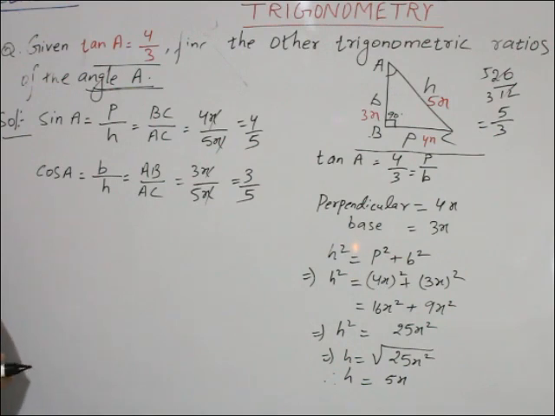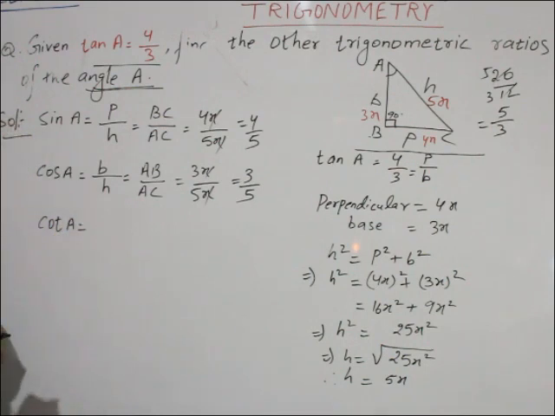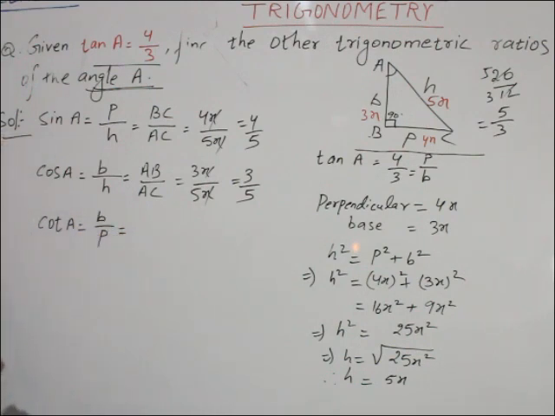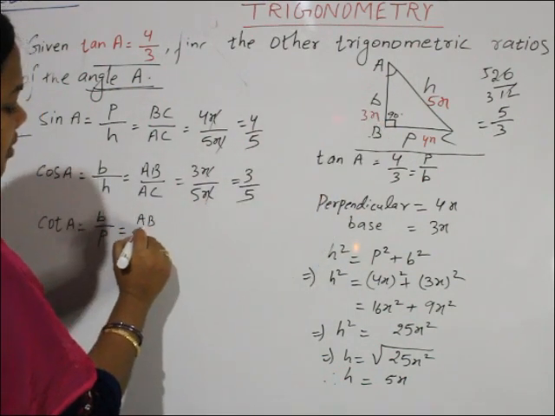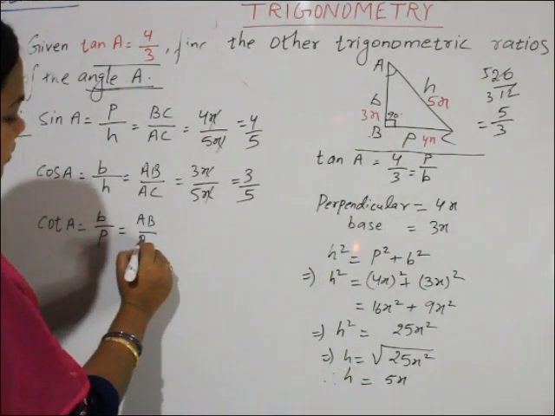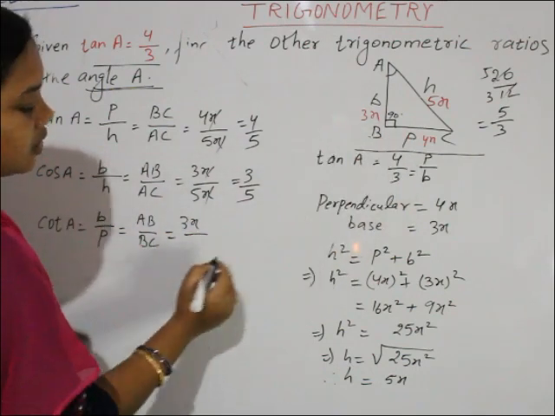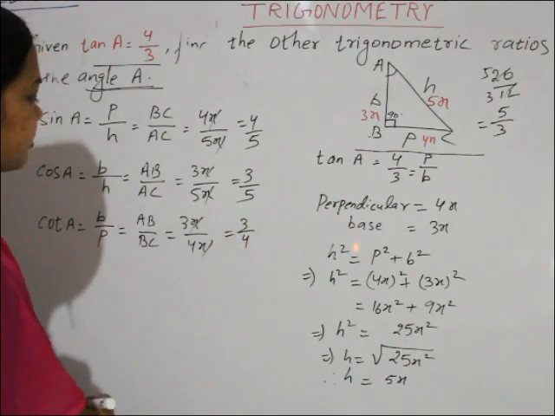So next what will we find? Cot A. Tan A and cot A are reciprocal of each other. Tan is P by B, cot is B by P, base by perpendicular. What is base? Base is AB. Perpendicular is BC. So AB is 3x and perpendicular is 4x. Cancel. 3 by 4.